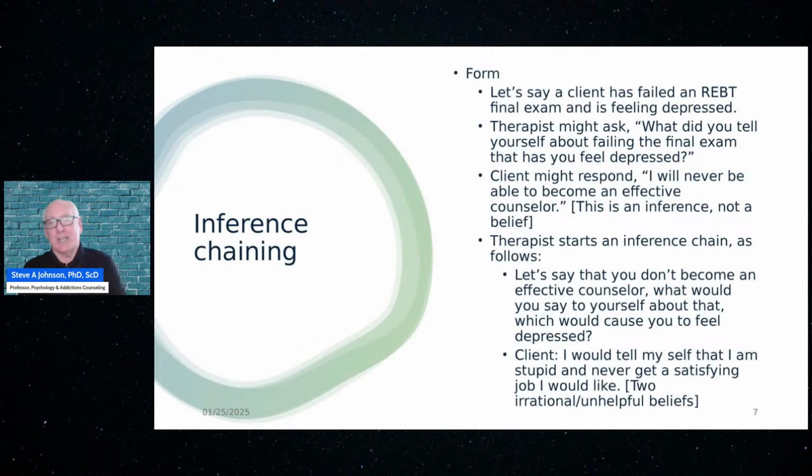If my students are on here, just know that it's coming up in a few weeks. So we'll get to this in very, very clear ways. Here's how we do an inference chain. The form is, again, let's say the situation is I failed an REBT final exam and I'm feeling depressed. The therapist would ask something like this: What did you tell yourself about failing that final exam that has you feel depressed?